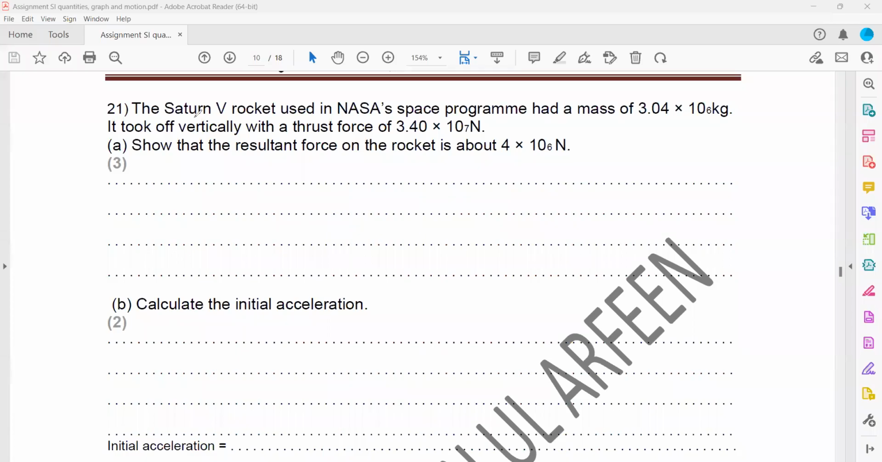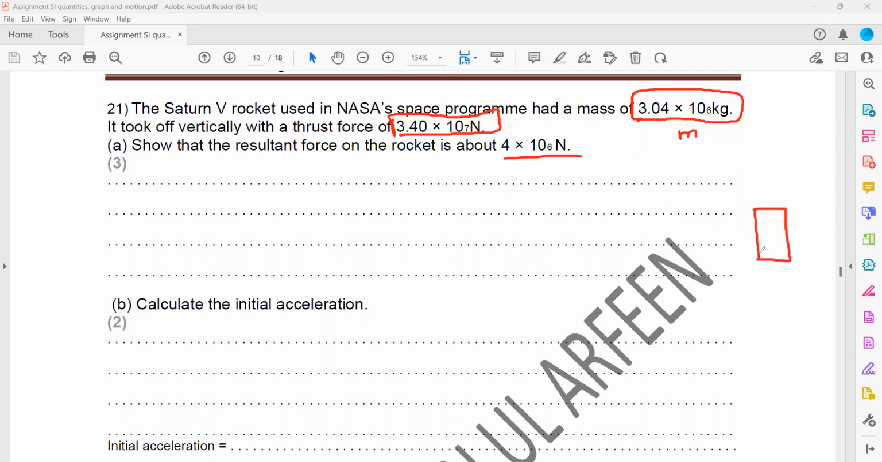So question 21: a Saturn 5 rocket used in the NASA space program, which has a mass of 3.04 × 10^6 kilograms. It took off vertically with a thrust of 3.4 × 10^7 newtons. Show that the resultant force on the rocket is about 4 × 10^6 newtons. So how can we show this?